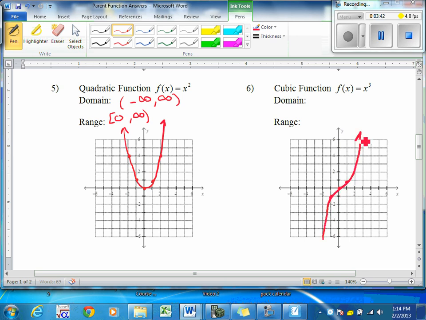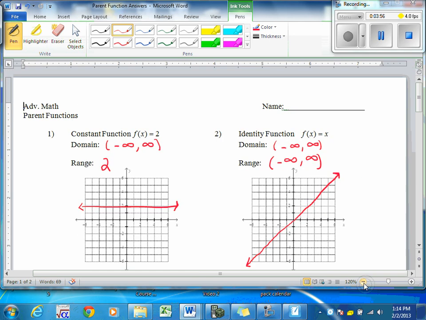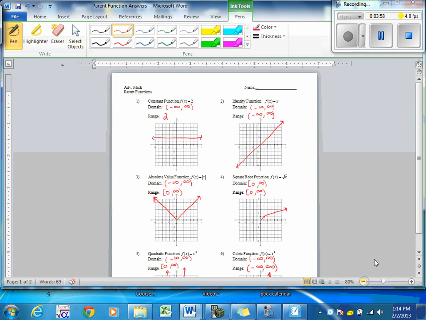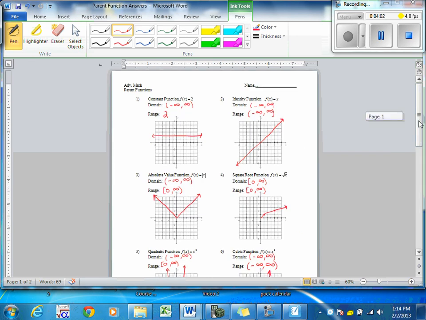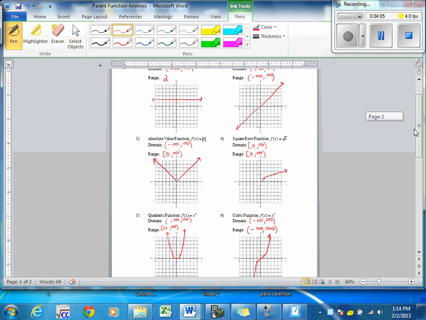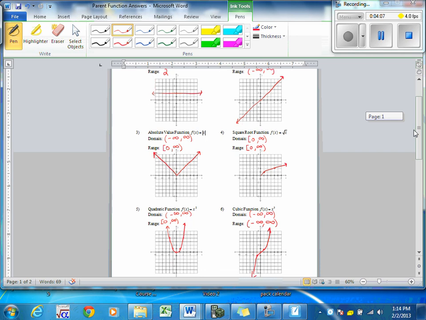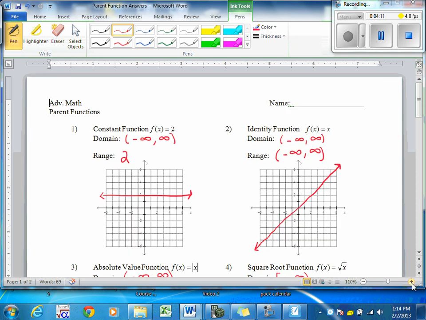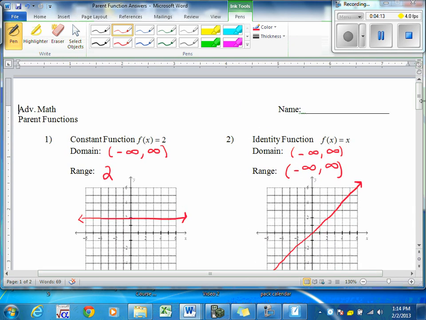Looks like this. The domain is, once again, negative infinity to infinity. And my range is the same thing. Our goal at this point is we should pretty much know these 6 graphs and the basic shape without having to need a calculator. We should be able to graph those without a calculator. We should understand those graphs, those functions.